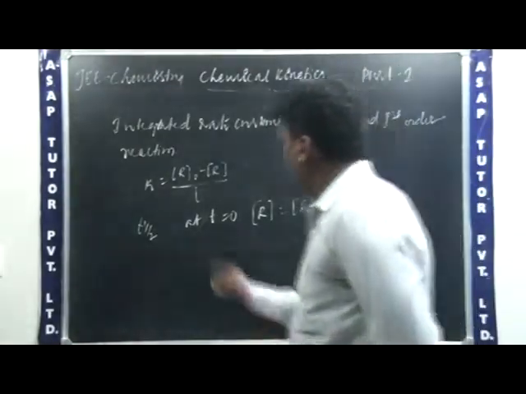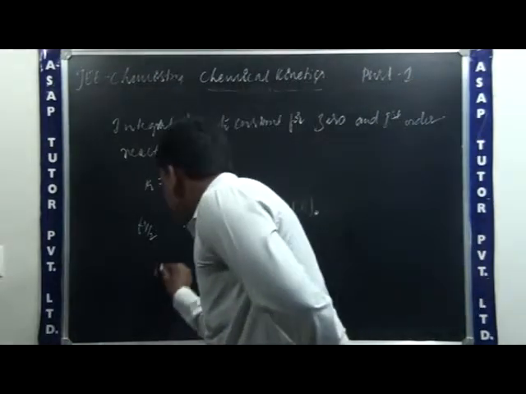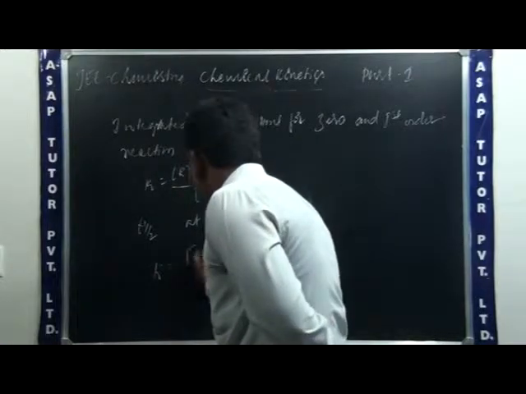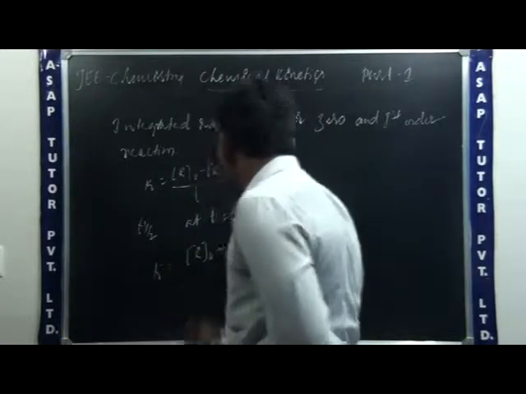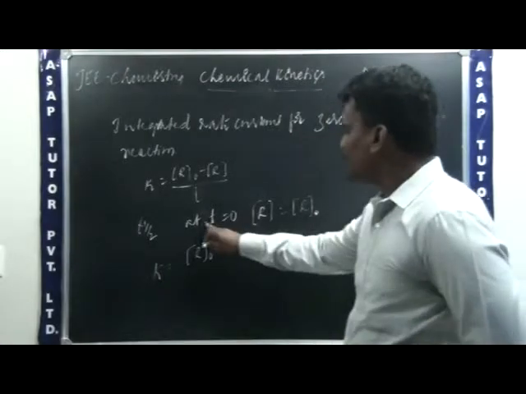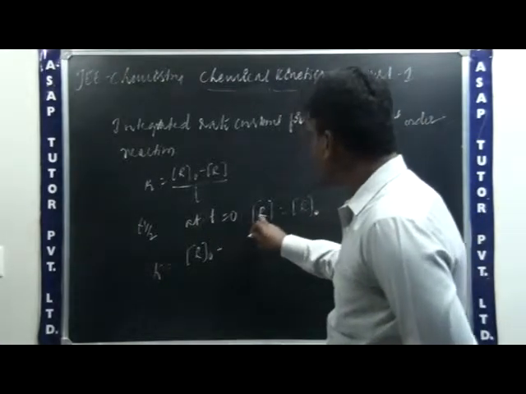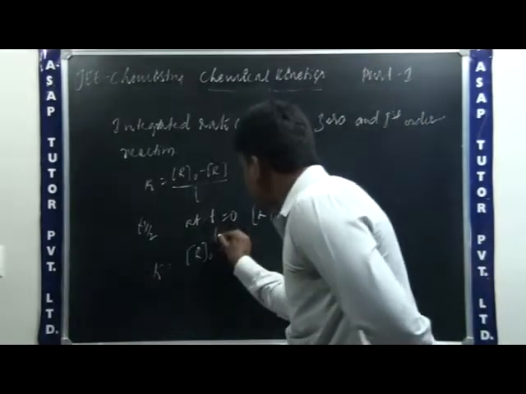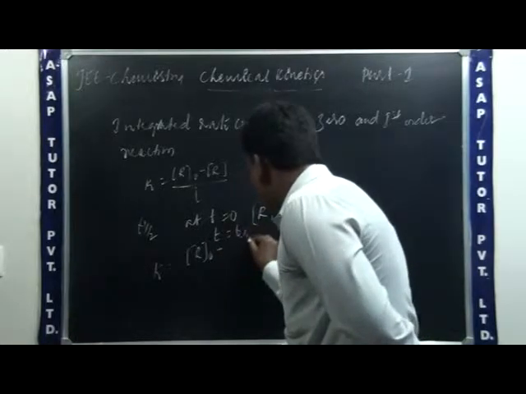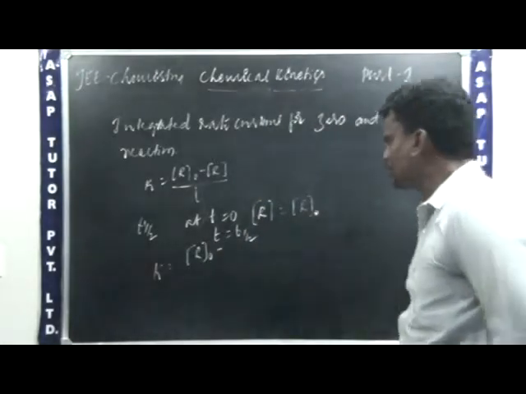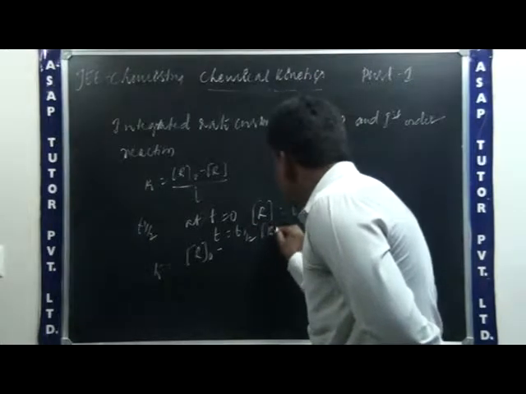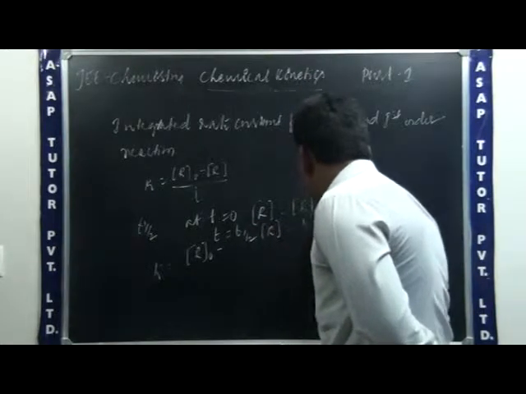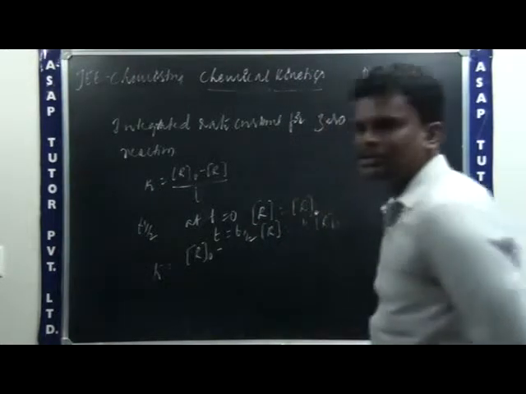So now we need to derive for half-life period. Therefore K is equal to [R]0 minus the value of [R] at time t. If I take t equal to 0, then R is equal to R naught. If I take t equal to t-half, then we can say the concentration of R is equal to half of the concentration of R naught.